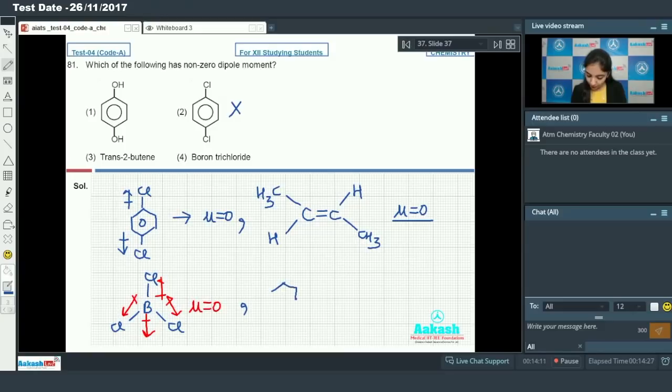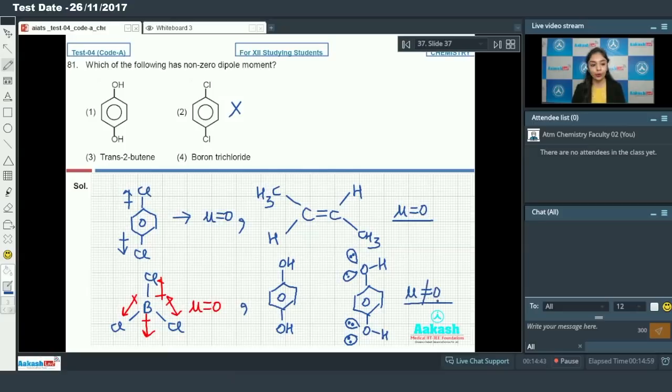But now if I talk about this compound, by looking at it, it seems that the dipole moments cancel each other out. But the actual scenario is like this. We have two lone pairs present on the oxygen atom. Due to the presence of two lone pairs on the oxygen atom, the dipole moment does not cancel out, so mu is non-zero. So option number 1 is the correct answer.